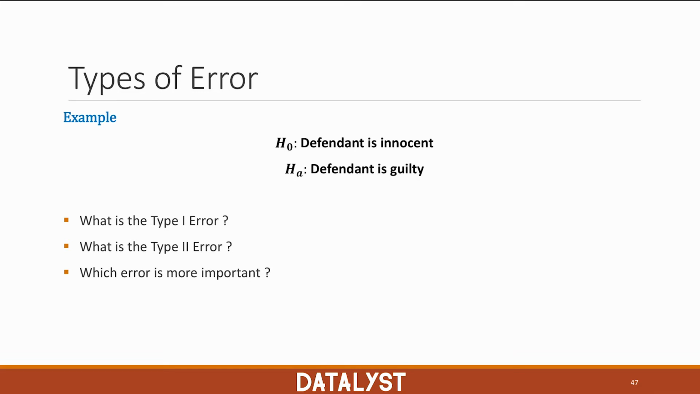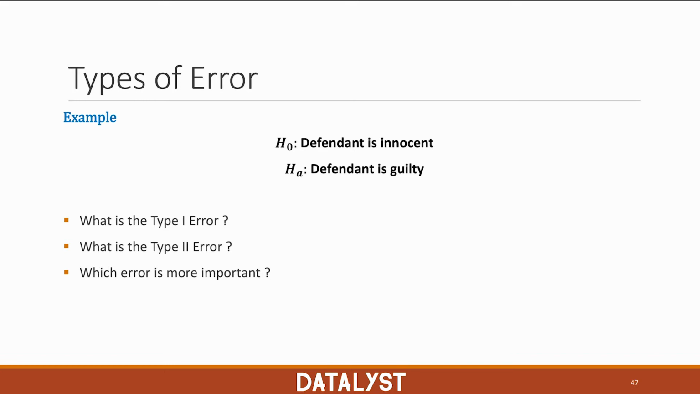Let's say that the null hypothesis is that the defendant is innocent, and the alternative hypothesis is that the defendant is guilty. So what is the type 1 error in this case? Think about it. And what is the type 2 error? Well, a type 1 error, as we mentioned, is a false positive. It's saying that someone is guilty when they're indeed innocent. And a type 2 error would be the opposite, saying that someone is innocent when they're really guilty.